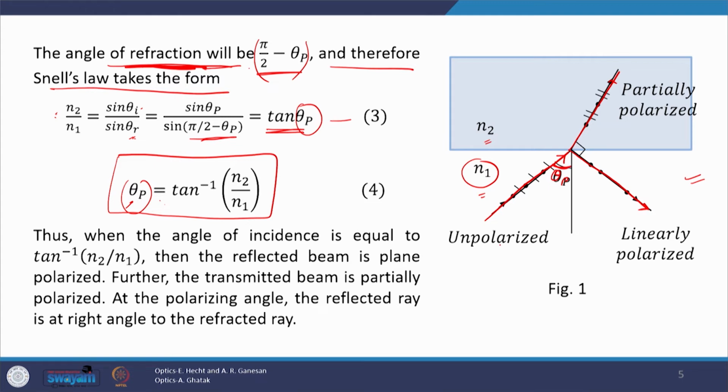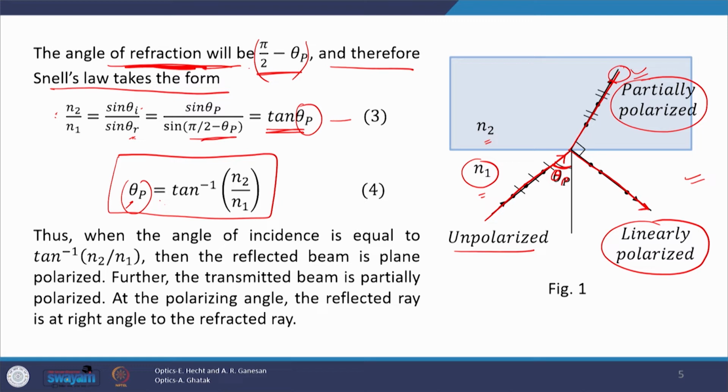Okay. And therefore, if we launch an unpolarized light, in the reflected arm we will have a linearly polarized light whose field components are perpendicular to the plane of the paper, perpendicular to the plane of incidence, because the fields which are in the plane of incidence are not allowed to get reflected. Okay. And therefore, all these field components will go into the transmitted arm, and this transmitted light would be partially polarized.